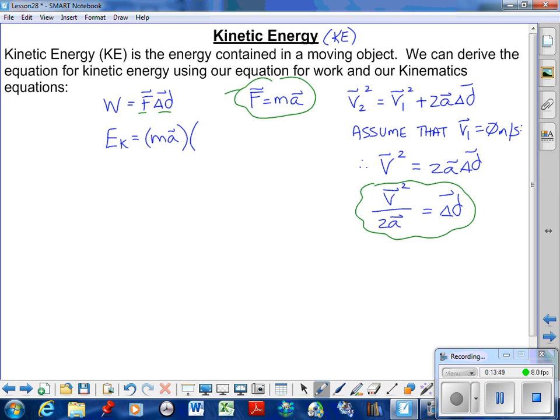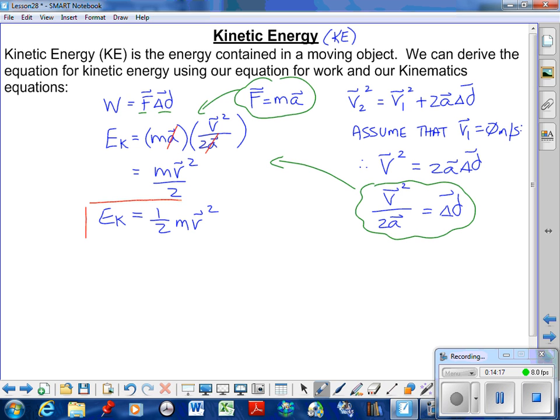That's my delta D. So there is my replacement here. Just replace that with green, so I'll just show the arrows coming over. So inside, we now have v squared over 2a. When you do the simplification, acceleration drops out of here. And we end up with mv squared over 2. Or the more common way the formula is written is 1/2 mv squared. All right. So there is your formula for kinetic energy.